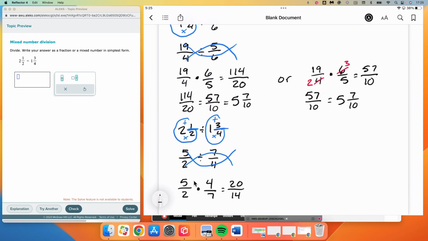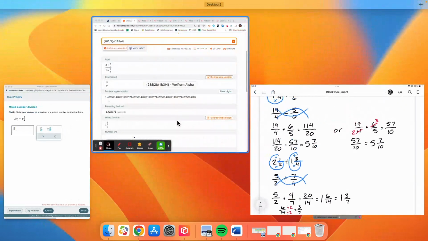So then converting that, or simplifying that actually is, well, we could convert it or we could simplify it. Let's convert it first. 14 goes into 20 once with a remainder of 6 out of 14. We can see that 6 out of 14, both of those numbers are divisible by 2. 6 divided by 2 is 3. 14 divided by 2 is 7. So that's going to be equivalent to 1 and 3 over 7. Is that what we got in Wolfram? It is.